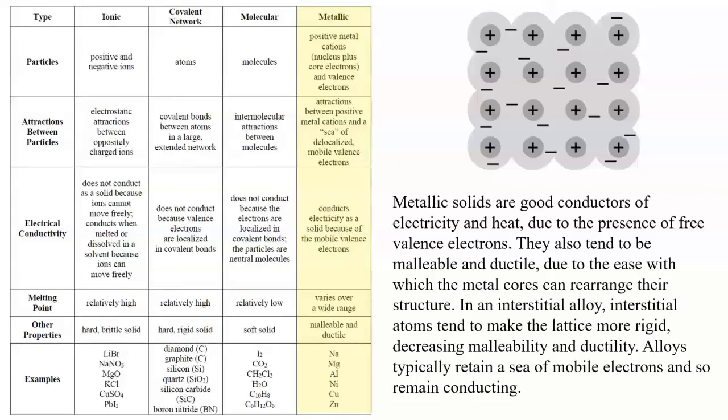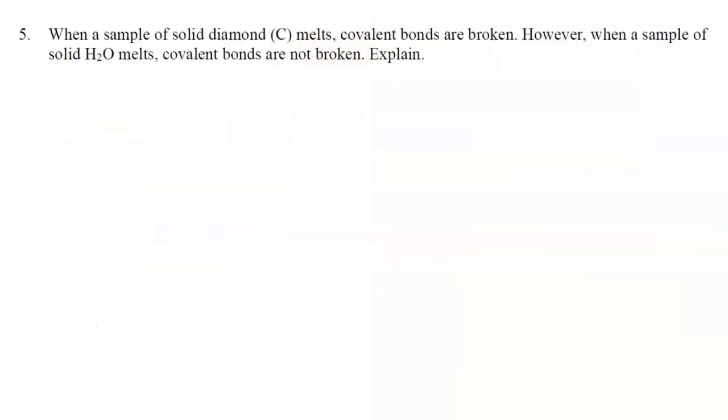And then malleable and ductile represent properties of metals. So malleable and ductile, they can be hammered into flat sheets, and they can be stretched into long, thin wires. Examples of metallic solids: sodium, Na, magnesium, Mg, aluminum, Al, nickel, Ni, copper, Cu, zinc, Zn.